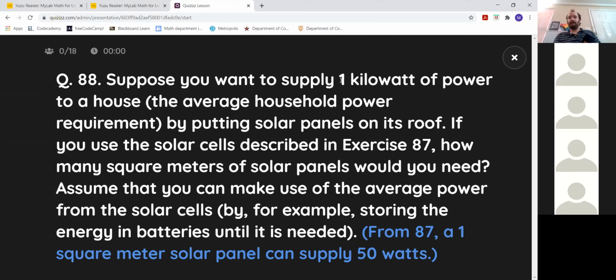What was the answer for 87? 87 was the 50 watts. So if we do 20% of 1,000, it would be 200, and then we divide that by 4. It's giving us 50 watts of energy. Okay, thank you. And so for each 1 square meter, we're going to get 50 watts of energy. And so if we need a kilowatt or 1,000 watts, how many square meters would we need?